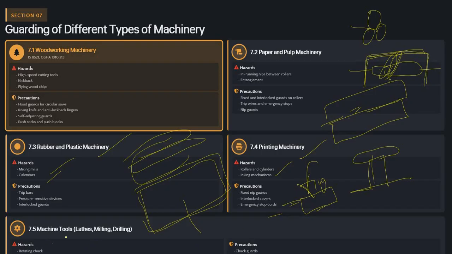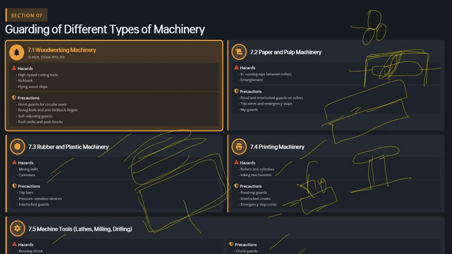And finally we come to machine tools like lathes, milling and drilling. Here the rotating chuck and flying chips are the main hazard. For precautions, we have chuck guards, transparent polycarbonate shields, and interlock doors. Interlock doors we have for CNC or lathe or drilling. So this is about guarding of different types of machinery.